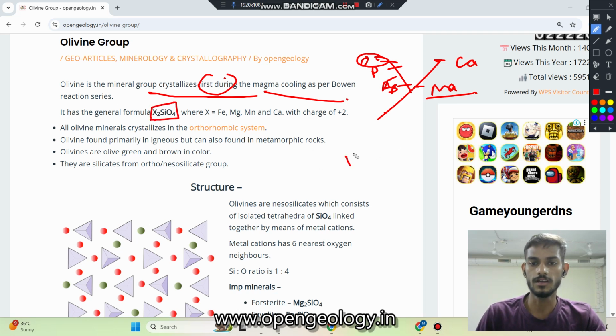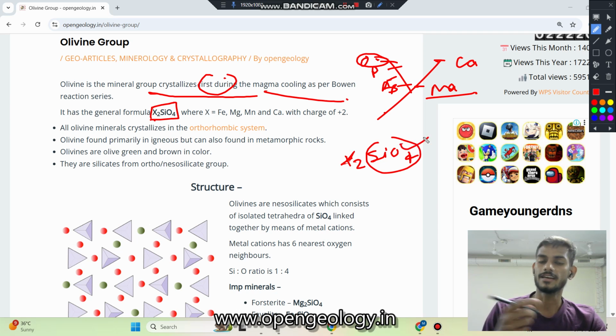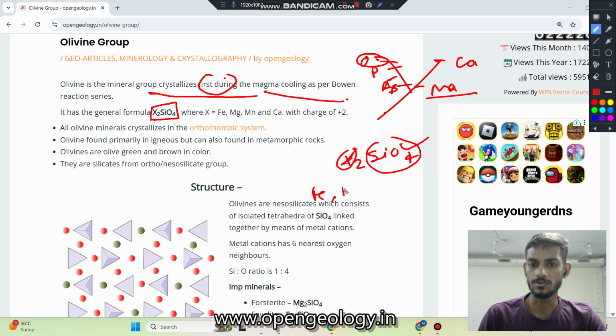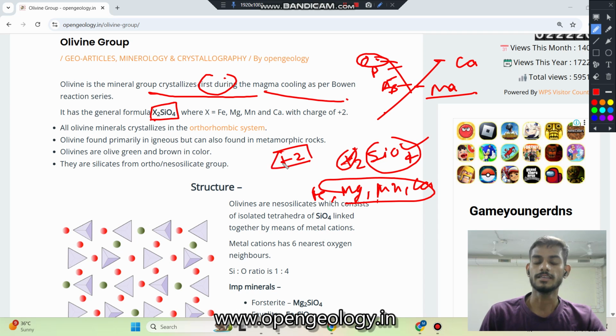Then what is the general chemical formula? The general chemical formula is X2SiO4. Here SiO4 means isolated silica tetrahedra, so it is a nesosilicate. And X can be iron, magnesium, manganese, or calcium as well. So any ion which is plus 2, that is, two positive charges, can take part as X. So this is the fundamental chemical composition.